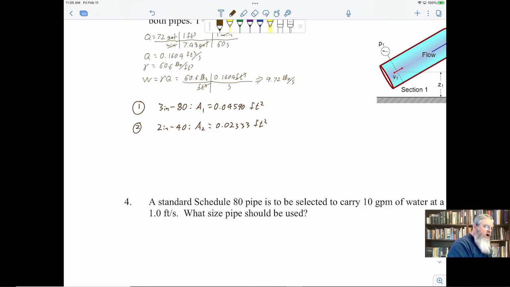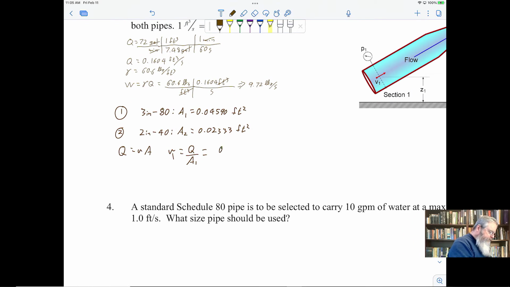So we wanted the velocity at section 1. Well, in general, Q is VA. So V is Q over A, and we could throw the subscripts on there. We could put a subscript on the Q, but you don't really have to talk about Q1 and Q2. It's just Q. It's the same flow rate through the pipe. That's pretty reliable. Let's see. That would be 0.1604 cubic feet per second divided by an area, A1, 0.04590 square feet.